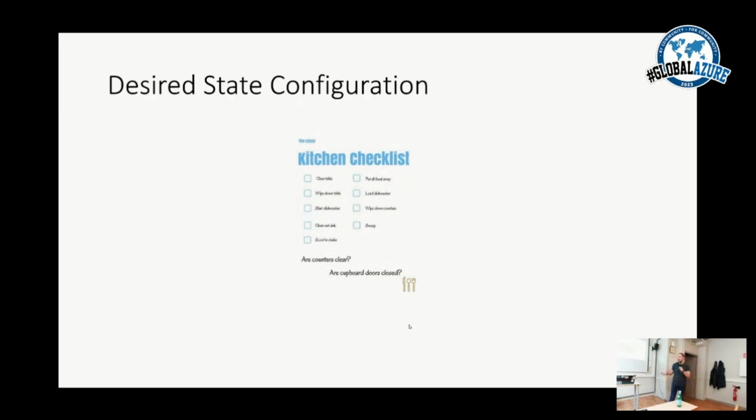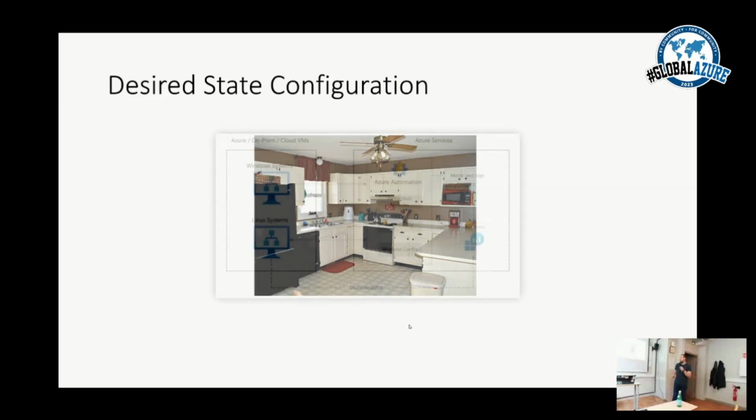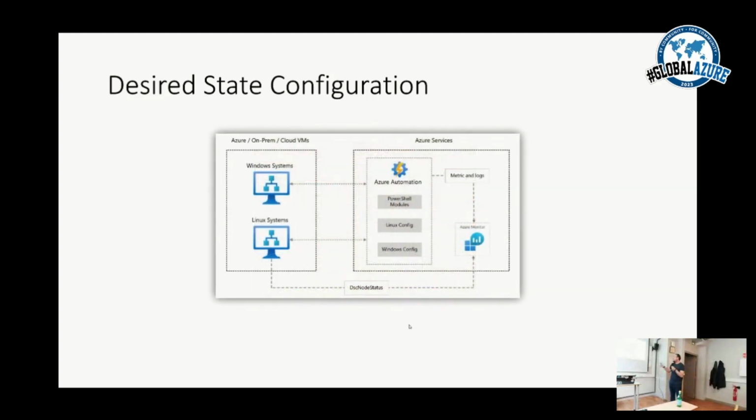So you define and create a kitchen list for cleaning your kitchen. Countertops must be cleaned, dishes should be in the dishwasher, and all of these checkboxes should be checked every time, and you make sure that your kitchen is like this. I know this kitchen is not the first one, but I couldn't find that kitchen being clean. So it's the same for desired state configuration.